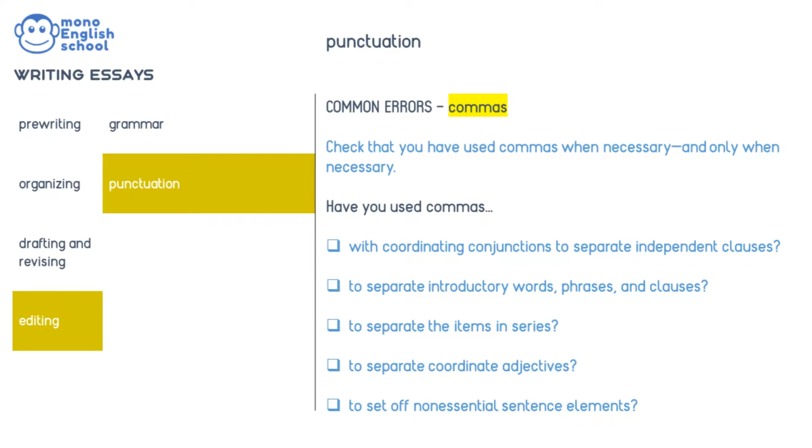Commas are the most used mid-sentence punctuation mark and have multiple functions. This leads to mistakes in overuse and underuse. You should check if you have used commas with coordinating conjunctions to separate independent clauses, to separate introductory words, phrases, and clauses, to separate the items in series, to separate coordinate adjectives, and to set off non-essential sentence elements. If you would like more information on the conventions of comma usage, click the card in the top right corner to explore our comma playlist.